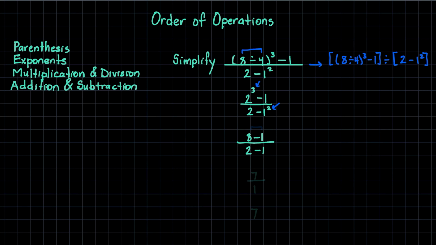In the numerator, I have subtraction. I don't have any multiplication or division. I don't have any addition to go left or right. It's just strictly 8 minus 1, which is 7. And in the denominator, I have 2 minus 1, which is 1. 7 over 1 is 7. And that's the answer to this expression.